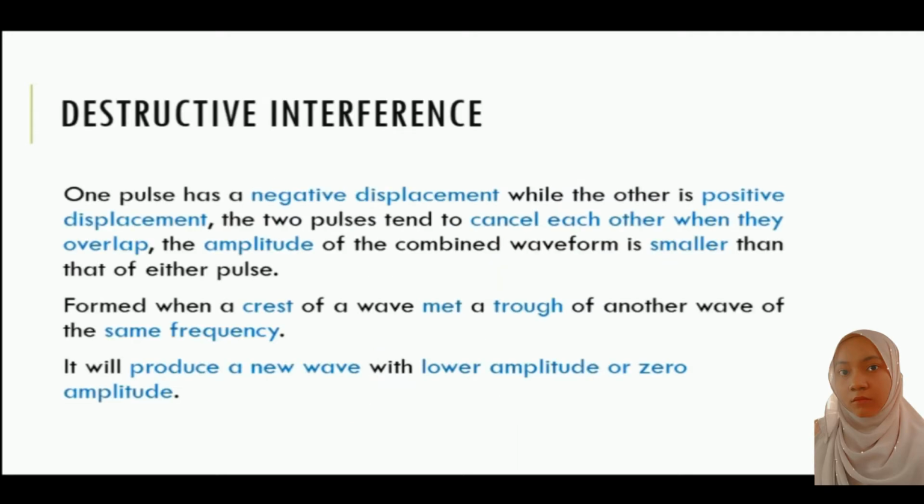Destructive interference: one pulse has a negative displacement while the other pulse has a positive displacement. The two pulses tend to cancel each other when they overlap. The amplitude of the combined waveform is smaller than that of either pulse. Destructive interference also forms when a crest of a wave meets a trough of another wave with the same frequency. So, it will produce a new wave with lower amplitude or zero amplitude. Maksudnya, destructive interference berlaku apabila crest bertemu dengan trough dalam frekuensi yang sama. Jadi, bila dua wave ni overlap, dia akan produce new wave dengan lower amplitude ataupun zero amplitude.